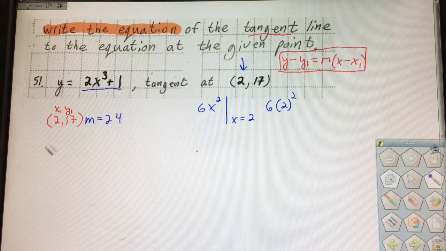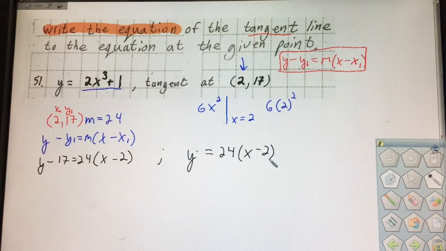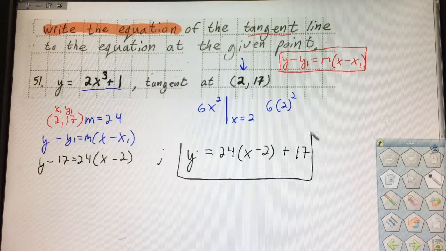And now I can write the equation of my line. y minus y sub 1 equals m times x minus x sub 1. y minus 17 equals 24 times x minus 2. Now in Algebra 1 you might have been expected to keep going. In calculus, I believe the furthest we want you to go is y equals 24 times x minus 2 plus 17. And that's about as far as we expect you to go. And that would be your answer.